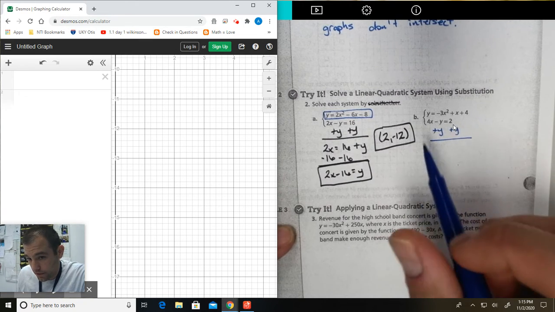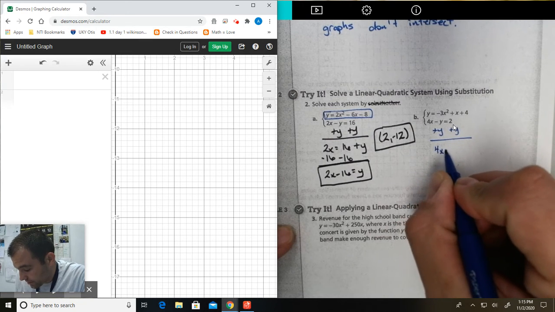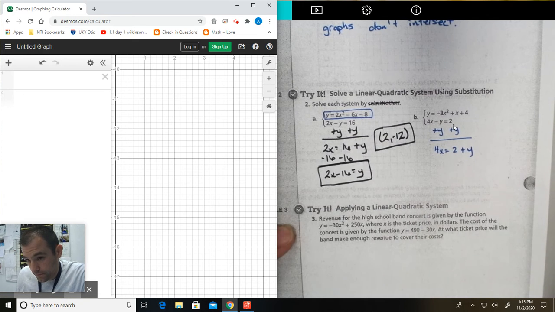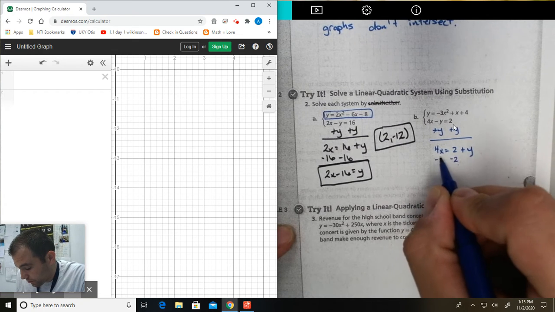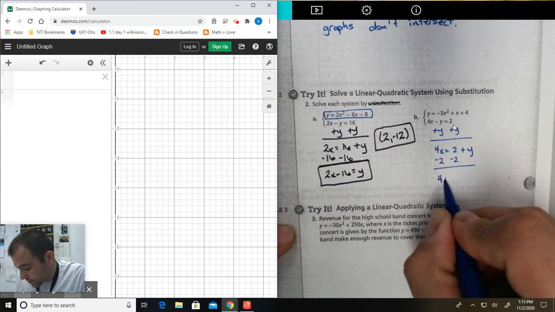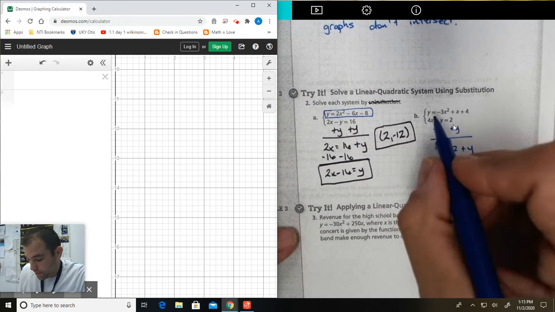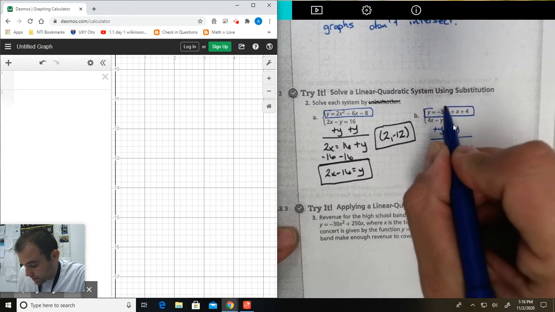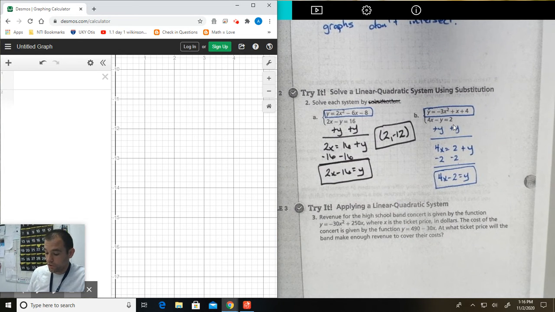I would add y, just like the last one. So 4x equals 2 plus y. And then I would subtract 2. So 4x minus 2 equals y. So now this one's ready to go, and we have the first one all ready to go. So once the y is by itself, you're good to go. Okay? So now they're both ready to graph.